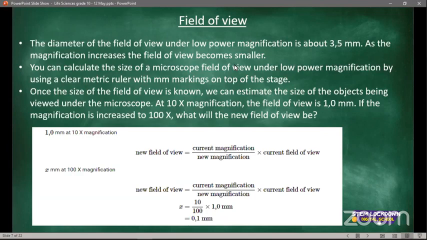Did you guys get that? But you guys have your textbooks and it is also there. So the diameter of the field of view under low power magnification is about 3.5 millimeters, but this differs. And as the magnification increases, the field of view becomes smaller. The field of view becomes smaller.